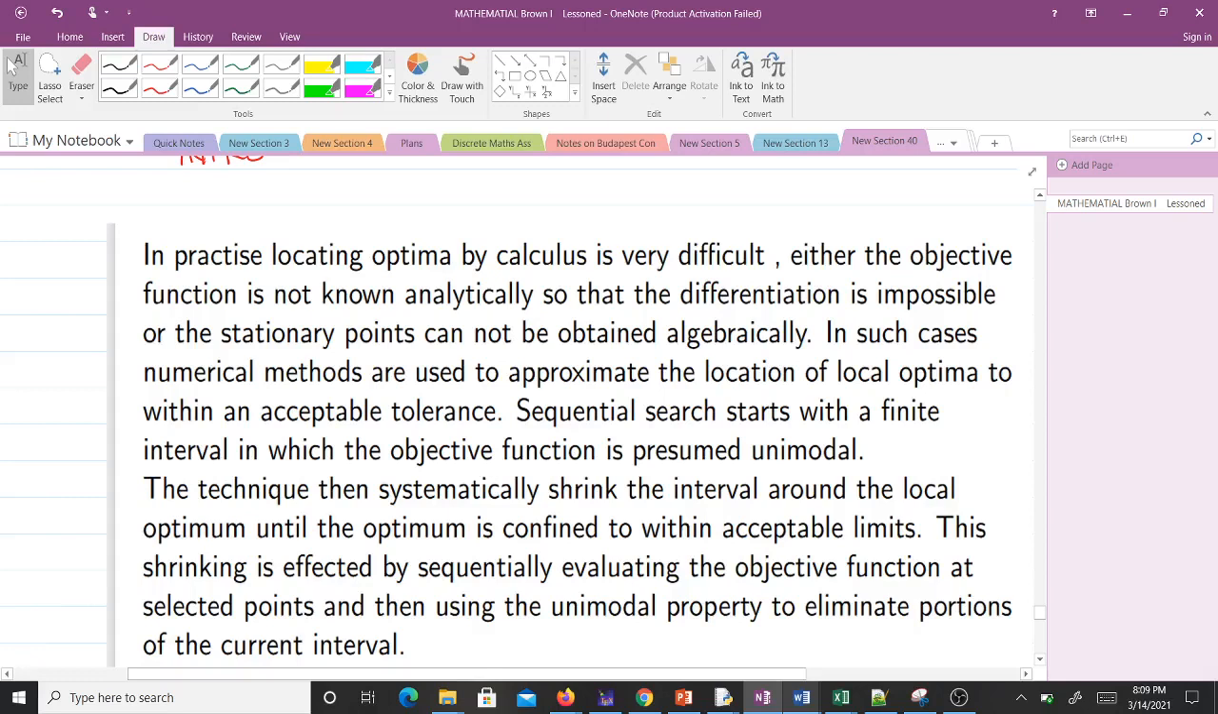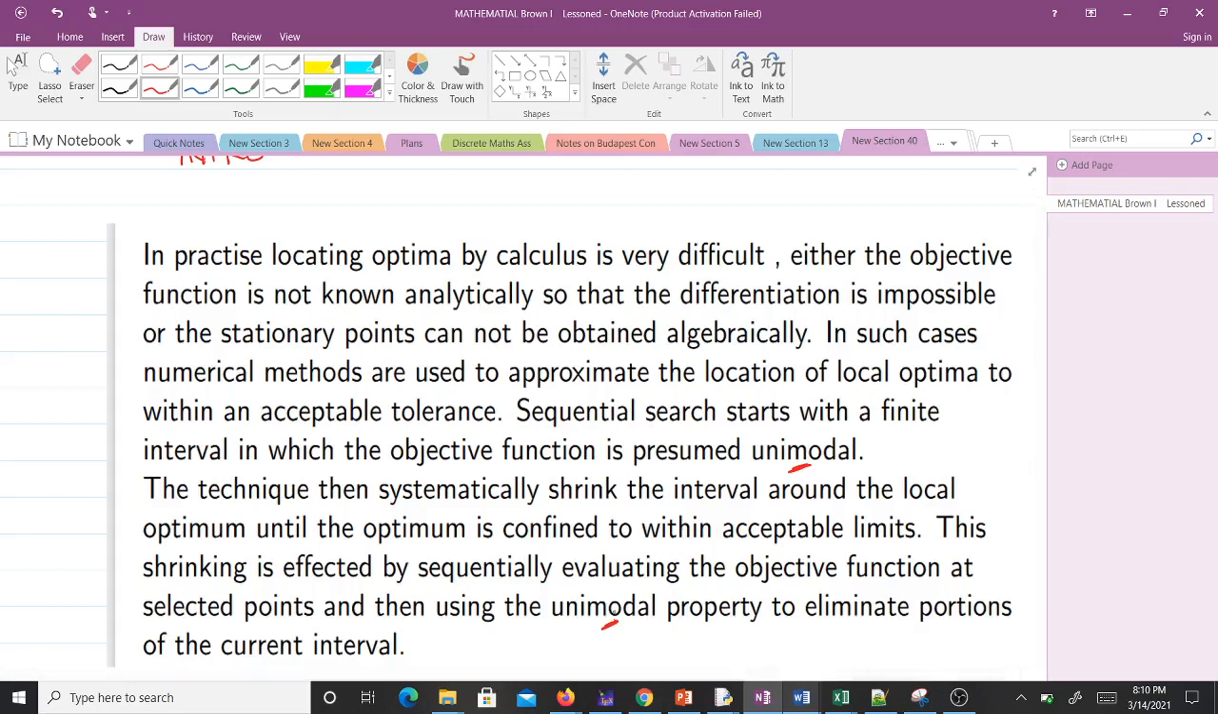So, sequential search starts with a finite interval in which the objective function is presumed unimodal. Unimodal means it has only one mode. The technique then systematically shrinks the interval around the local optimum until the optimum is confined to within acceptable limits. This shrinking is effected by sequentially evaluating the objective function at selected points and then using the unimodal property to eliminate portions of the current interval.